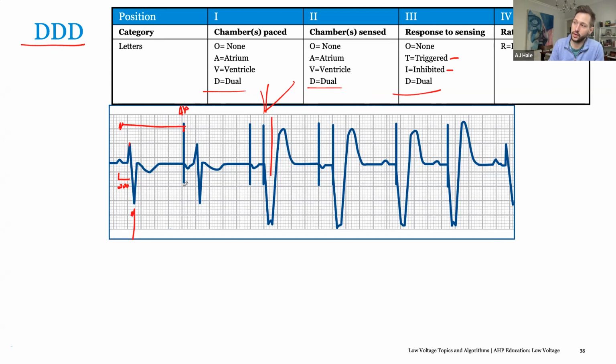It waits 200 milliseconds for this to occur. A ventricular conduction does occur before the 200 millisecond timer runs out, so it resets the ventricular-based timing. So we continue on here. It waits 1,000 milliseconds, paces, waits 1,000 milliseconds, nothing occurs, it paces.